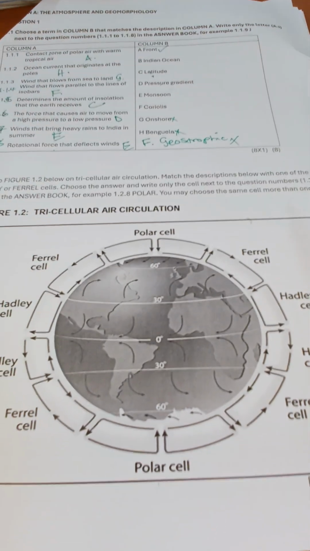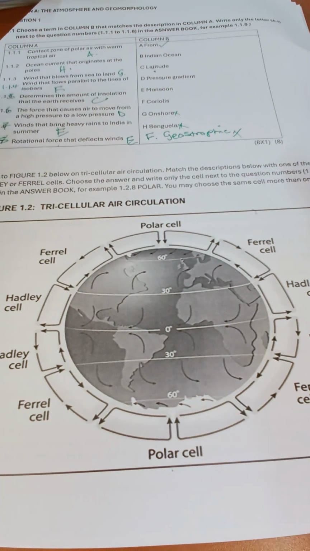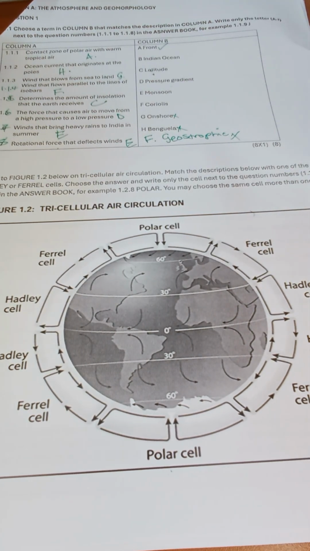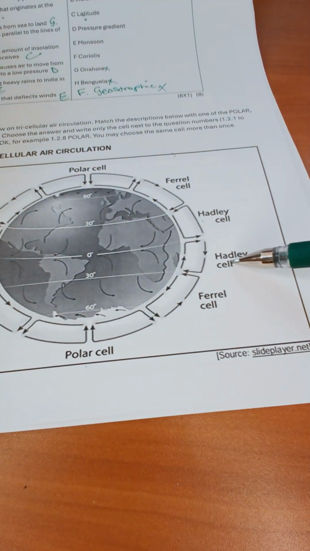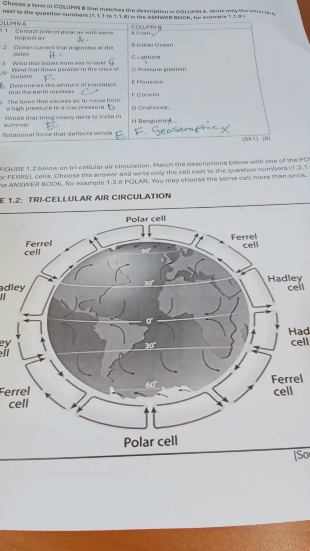Okay, so this is what we have, guys. I want to simplify this, okay? This is global air circulation in general, but here we are more concerned with the tricellular air circulation, which means we are concerned with our Hadley, Ferrell, and Polar cell. You know what happens, okay? Just to simplify it, okay?